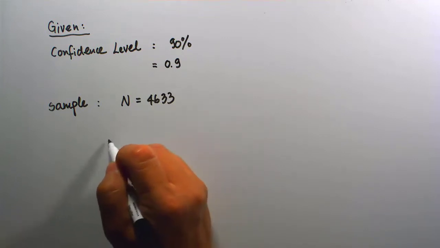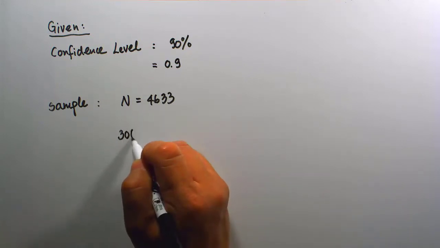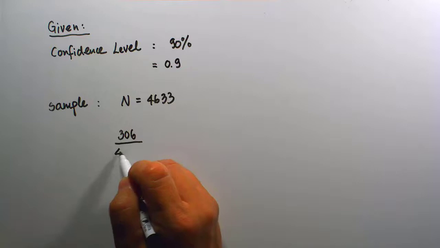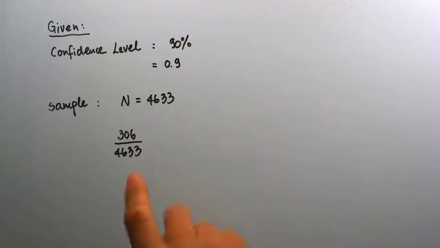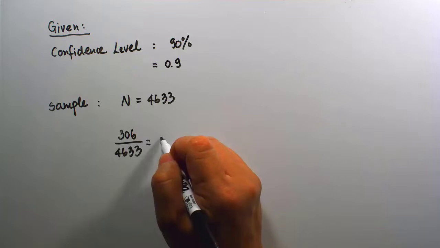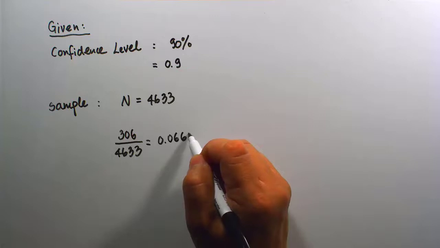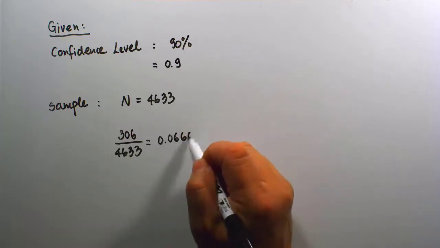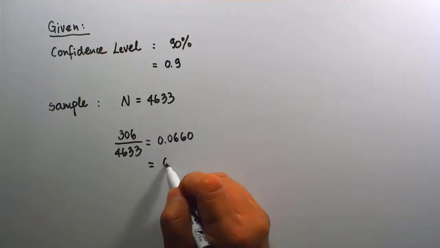So what I have here is bringing in for us a proportion: 306 divided by 4,633. And this already gives us a proportion. In four decimal places, it's 0.0660. And in that way, this is about 6.6%.